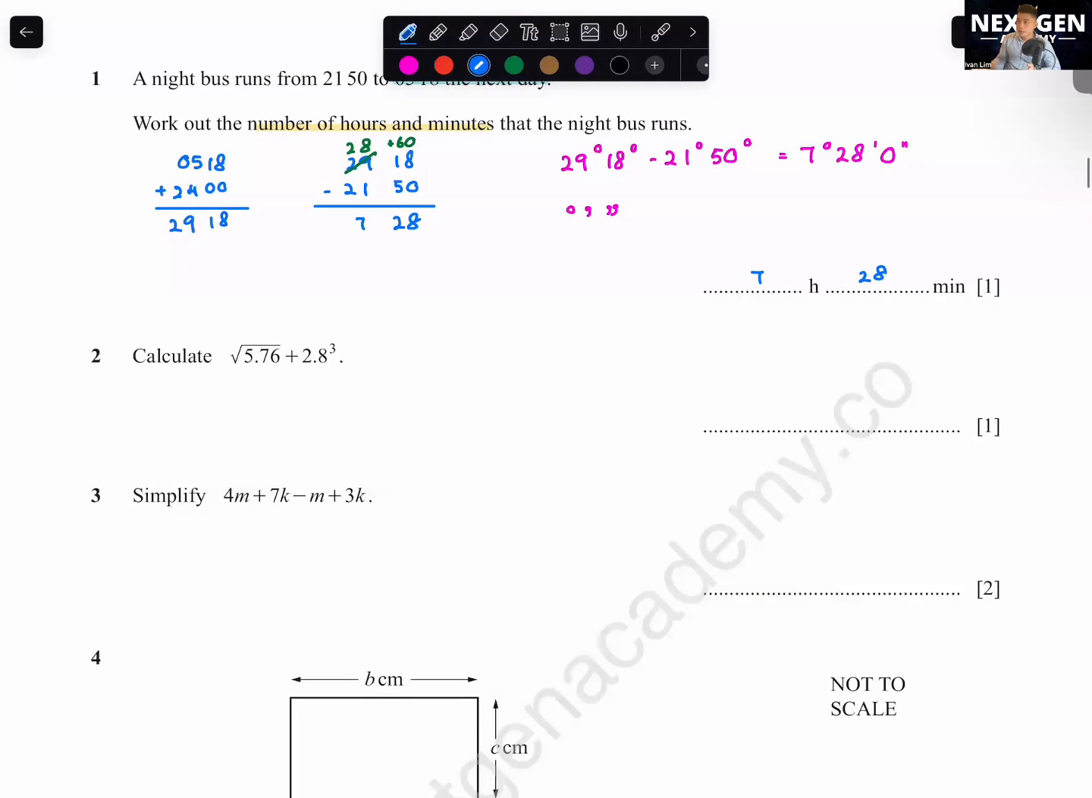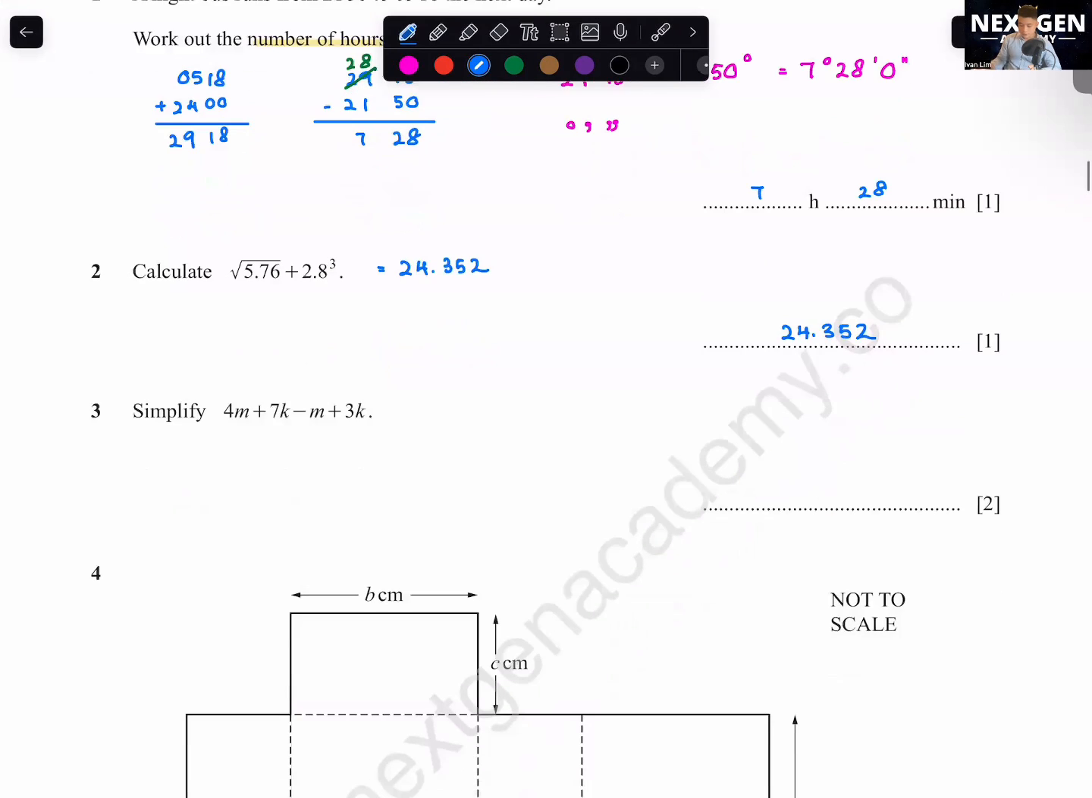Second one. Calculate square root 5.76 plus 2.8 cubed. Everyone, type into your calculator: square root 5.76 plus 2.8 cubed. What do you get? Do you need to round off for this? They give you 24.352. Don't round it up. Because this is a terminating decimal, so we just leave it like this.